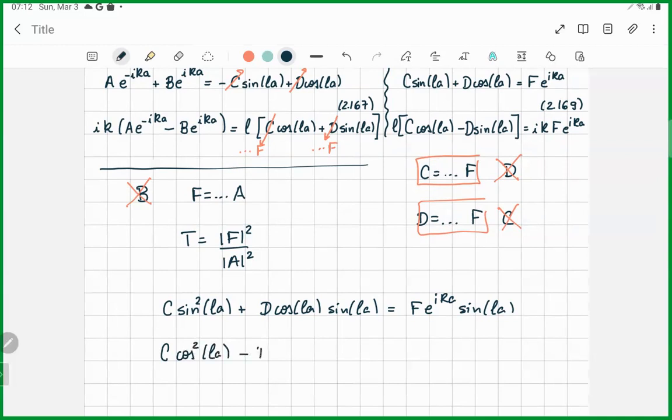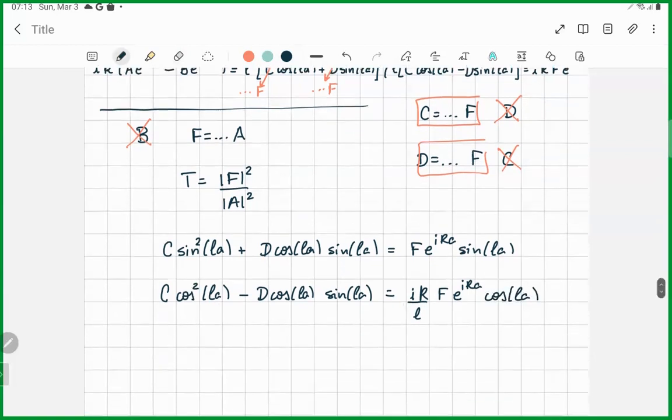Then we have D, I multiplied it by cosine, so the cosine appears. Sine L over A. And you may say, hey, wait a second. What do you do with this L? I'm going to pass it to the right side, so I have IK over L, F, IK, and remember, we multiplied everything by cosine, right? So I have to remember to put this cosine here as well.